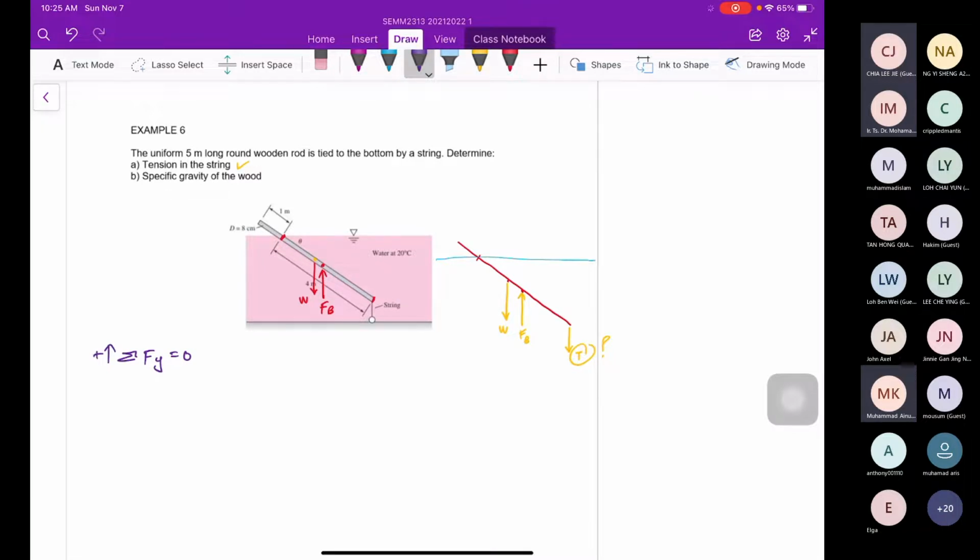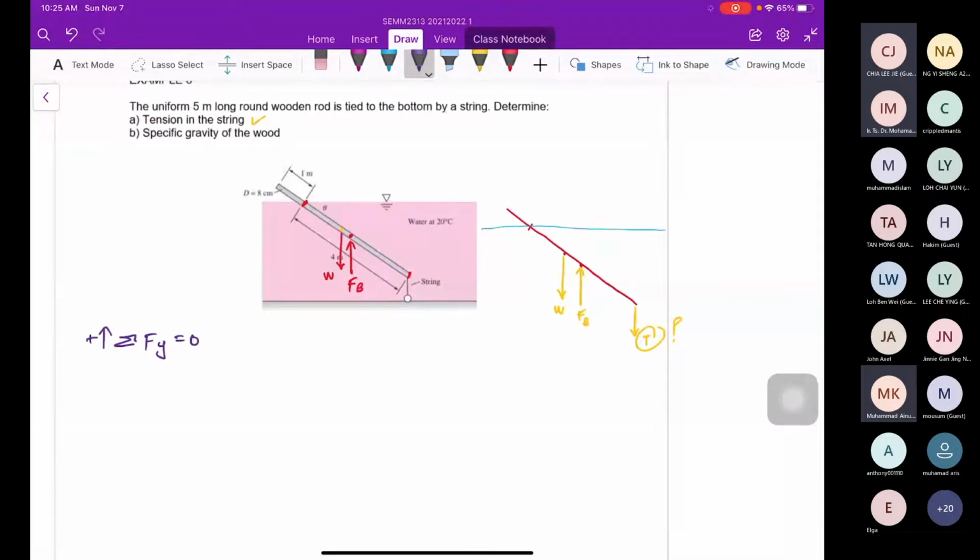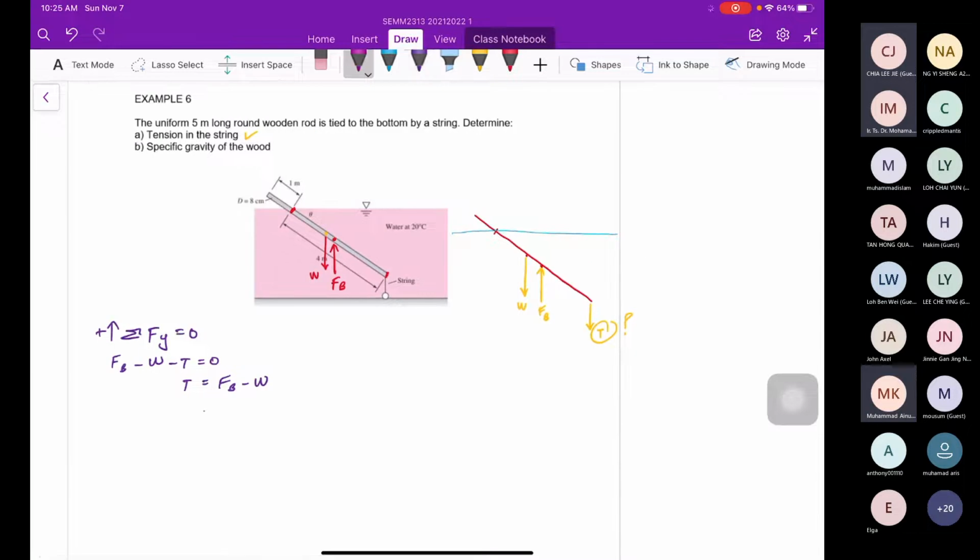You will get, okay, the positive one should be the FB, and then minus W minus T equal to 0. Rearrange T to be the subject. You will get FB minus W. So how to calculate the buoyancy force? The buoyancy force is very simple, which is, okay, FB equal to gamma.